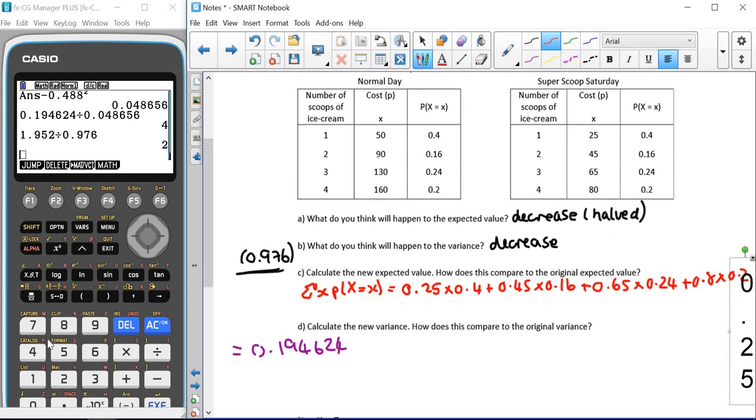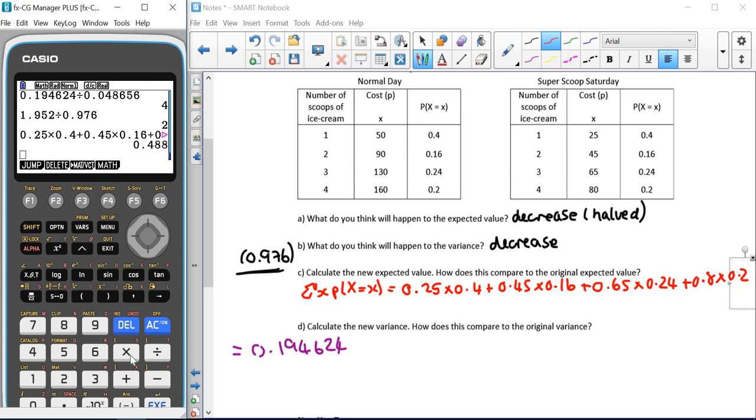0.25, sorry, typing in the wrong part. 0.25 times 0.4 plus 0.45 times 0.16 plus 0.65 times 0.24 plus 0.8 times 0.2. And there we end up with our expected value of 0.488.